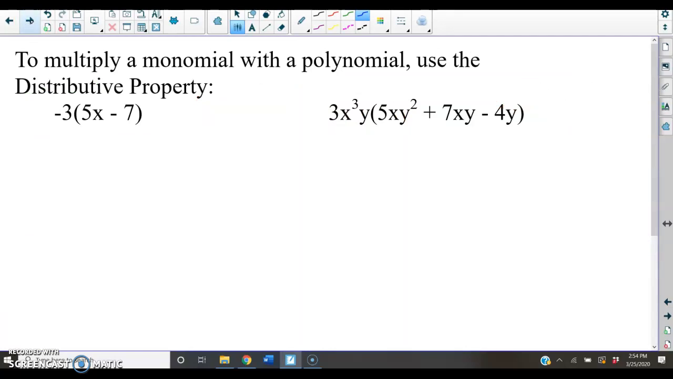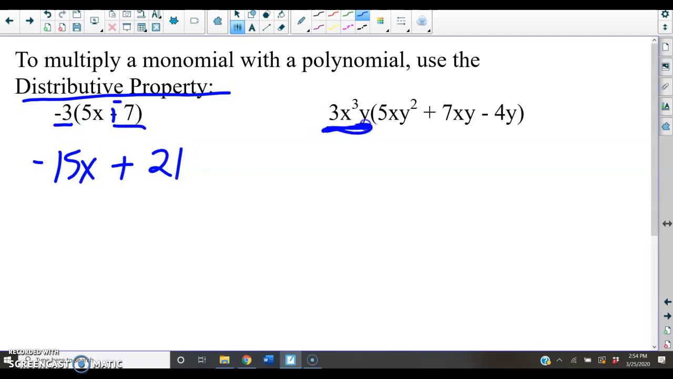If it's a monomial with a polynomial, simply use your distributive property. That should be old school. Be careful of your signs. It might be beneficial to use the add-the-opposite rule. So that'd be a negative 15x. Negative times negative is positive. Okay? When it's a more complicated monomial, remember, multiply like bases, you add your exponents.